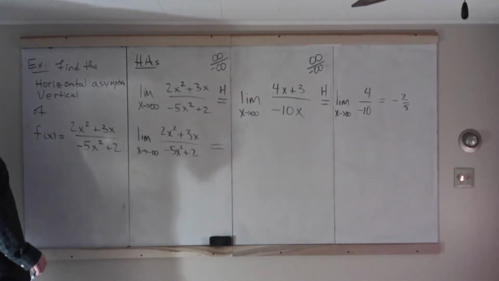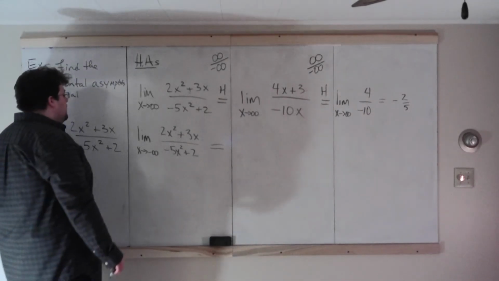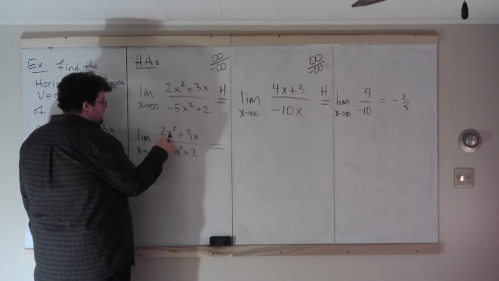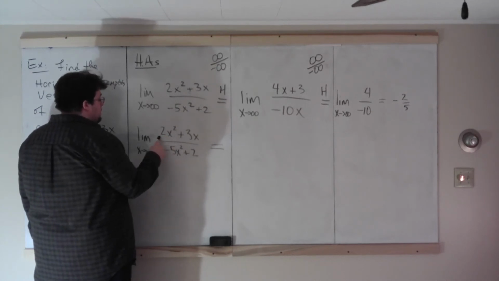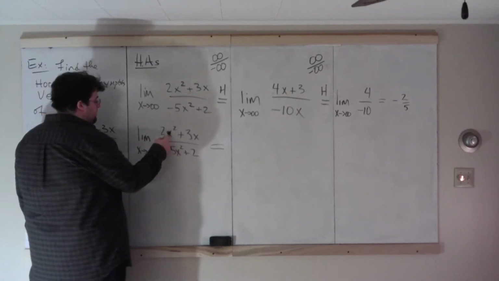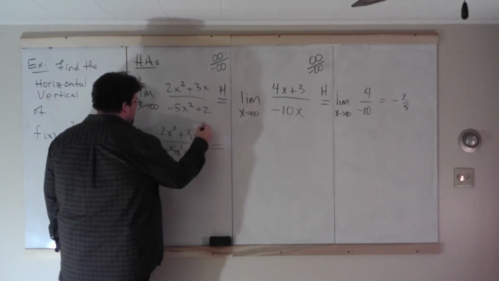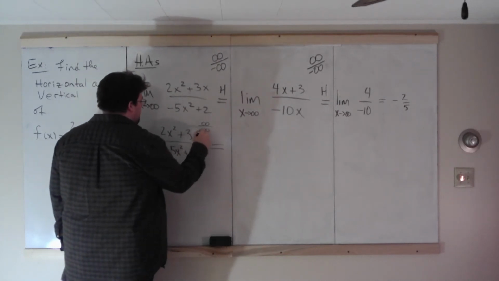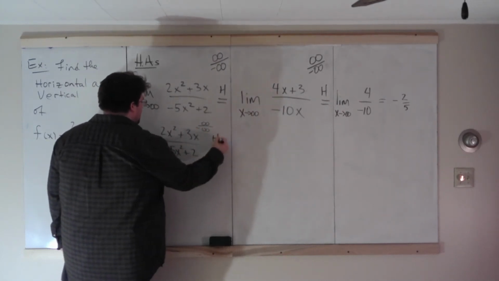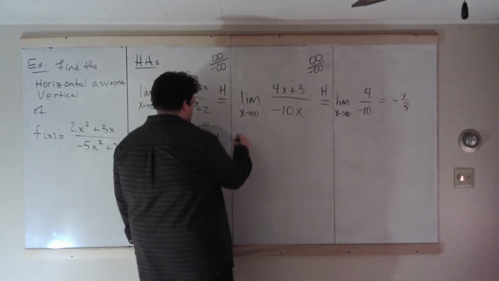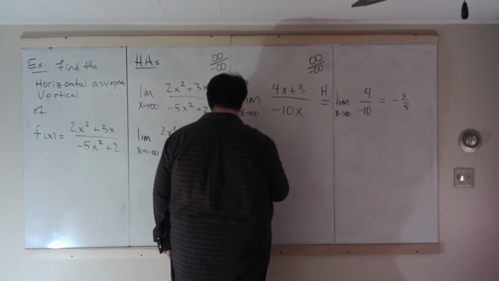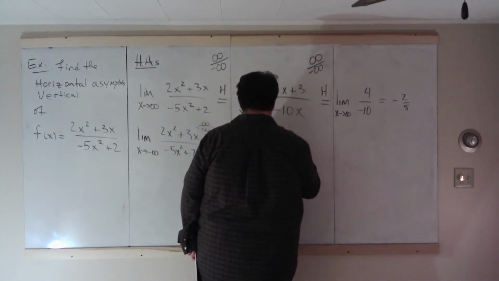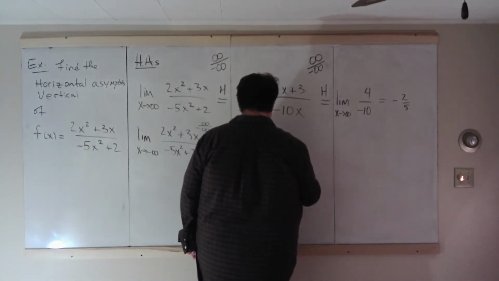But what happens here as x goes to negative infinity? Well, here we still have an infinity on top because we're squaring the largest exponent term. So that makes this a positive. So we get an infinity. On the bottom we have negative 5 times an infinity. So that's a negative infinity. Apply L'Hopital's rule. Limit as x goes to negative infinity of 4x plus 3 over negative 10x.